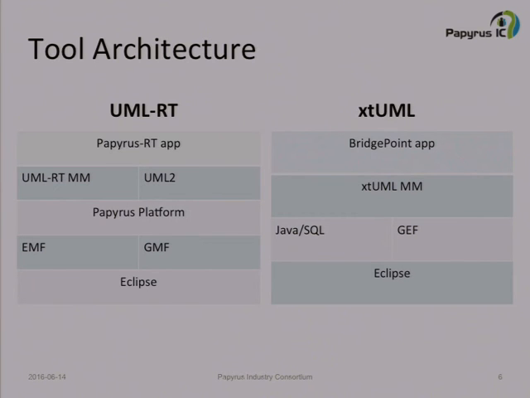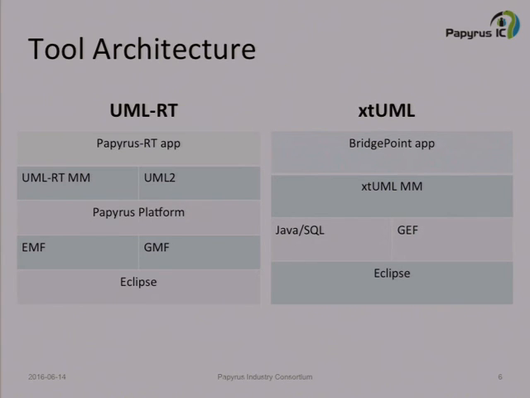Its architecture is based on Eclipse with EMF as the data layer and GMF as the graphics layer, packaged under the Papyrus platform. There's a UML RT meta model that sits side by side with the UML2 meta model. Most of UML RT is persisted as UML2. Some of the extensions are extended into the UML RT meta model for translation purposes, and the application is written on top.